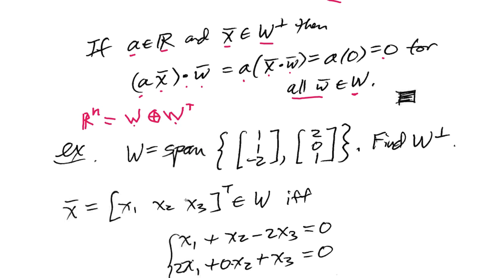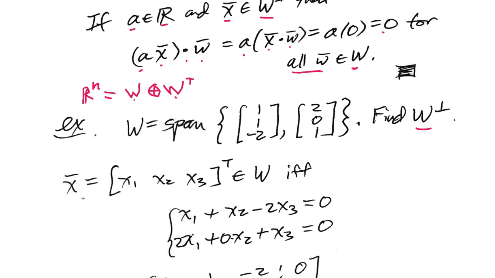Let's take a quick problem here. Suppose W, my subspace in R cubed, is going to be the span of these two vectors, (1, 1, negative 2) and (2, 0, 1). Find W perp. Find some way to characterize it besides just saying this.